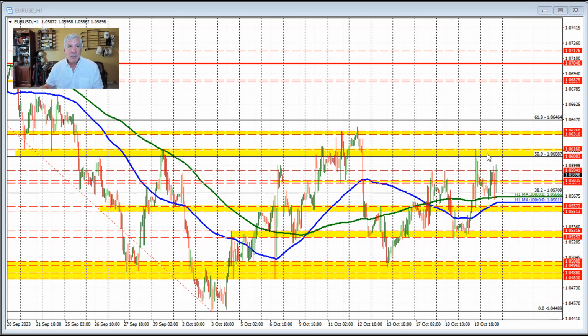So the battle is on. Just be aware of the levels, and be aware of what needs to happen from both a buying and selling perspective. On the downside, we need to get below the 200-hour moving average. We also need to get below the 100-hour moving average to open up the door for further selling momentum in trading this week. The low prices through here found support against this swing area, 1.0525, 1.0531.